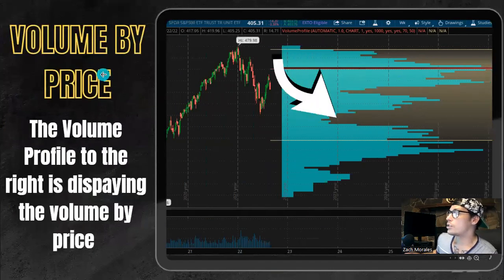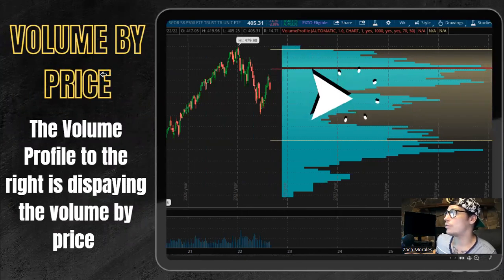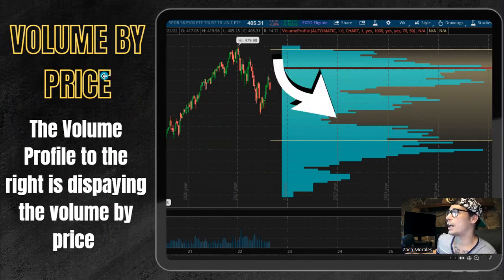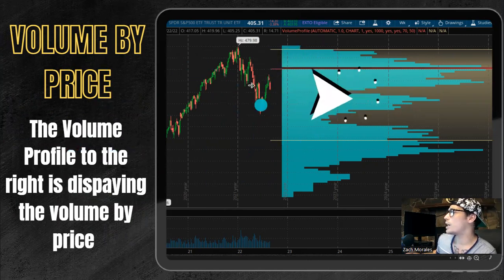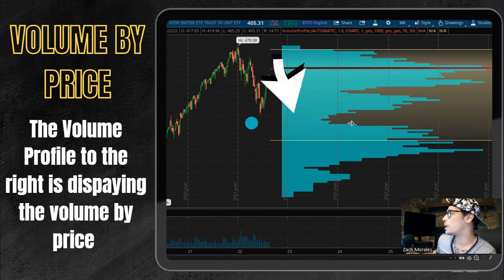So there's two main concepts of volume. There's volume by price, which is something that a lot of people fail to neglect. The volume profile to the right is displaying the volume by price. So we can see the prices of the S&P 500. And we can see the volume, how it's higher at certain price levels and lower at certain price levels.